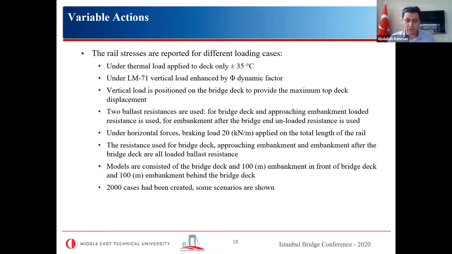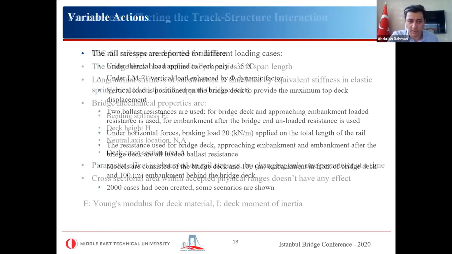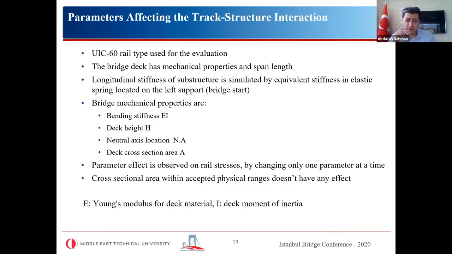I've analyzed around 2000 cases, and I've chosen some scenarios to show to you. Now, if I talk about the bridge mechanical properties, the parameters affecting your track-bridge interaction, I can start with the span lengths. Then the mechanical properties are bending stiffness, the deck height of your bridge, the neutral axis location in your deck, and the deck cross-section area.